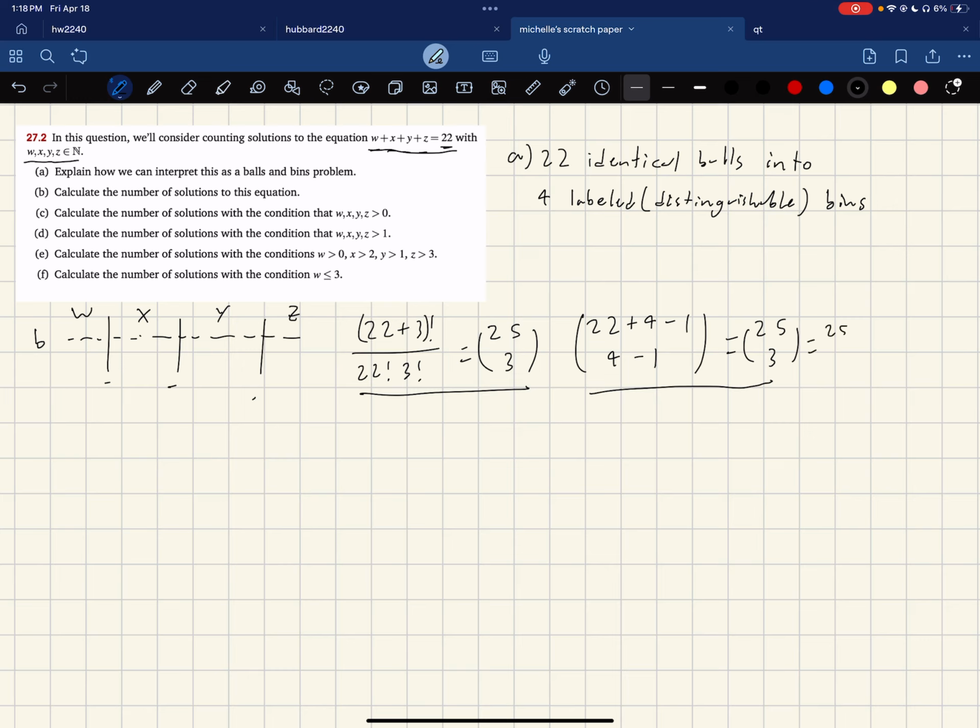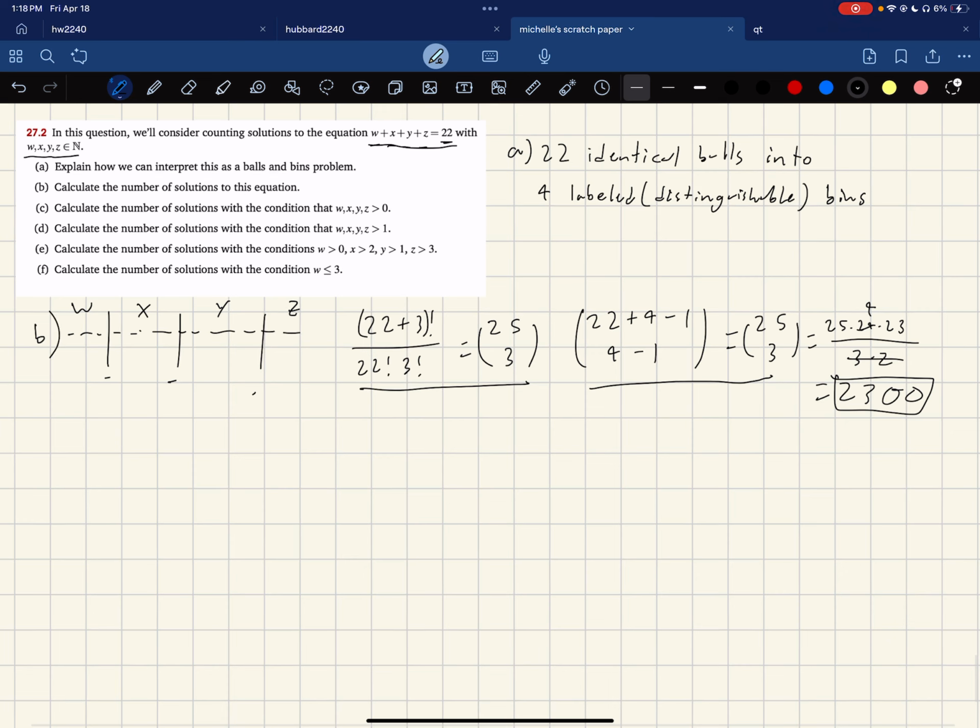And we can evaluate 25 choose 3 really quick. This is equal to 25 times 24 times 23 over 3 times 2. Okay, this is equal to 2,300 solutions. Great.